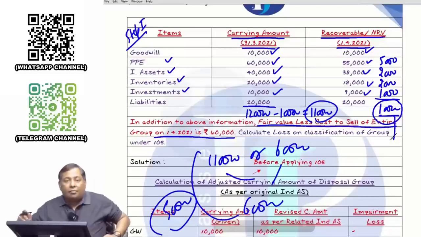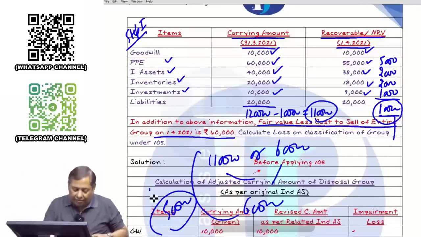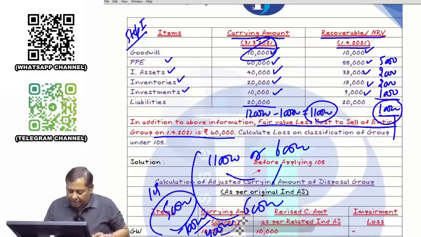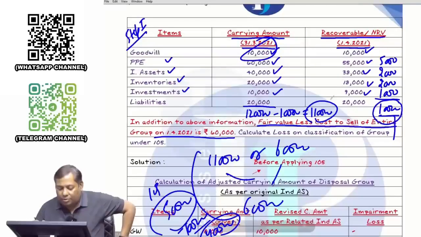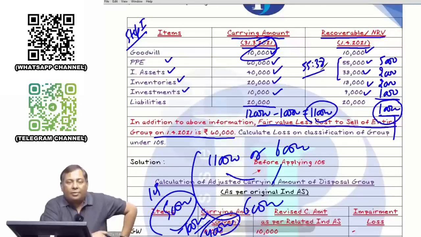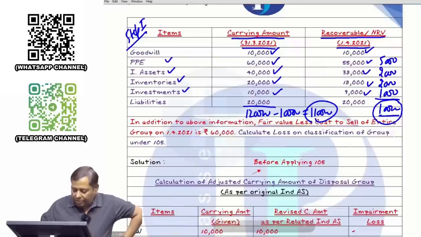This loss occurred before 105. This loss is for 105. Now set off 10,000 from the goodwill. 40 are left. So for 40 I will make the ratio. Which ratio? This one. 55:38. Divide loss in this ratio. Let me show you. Look.